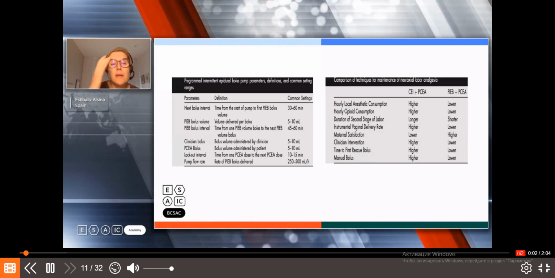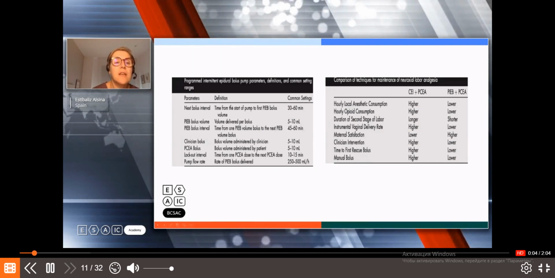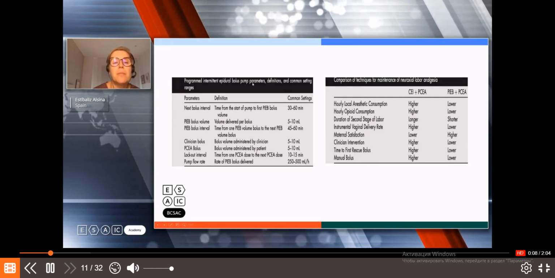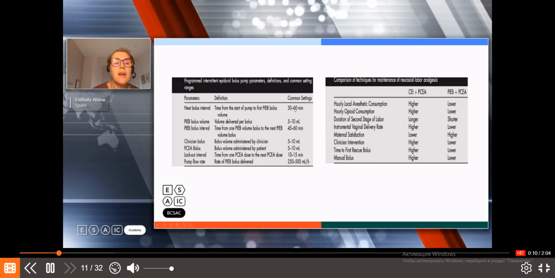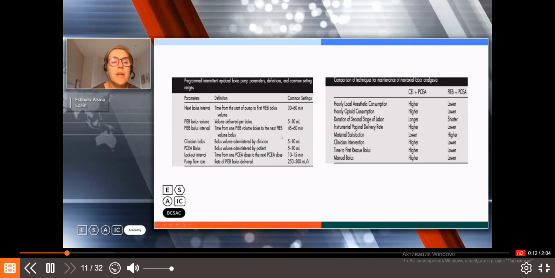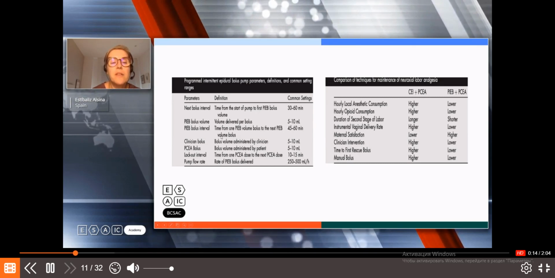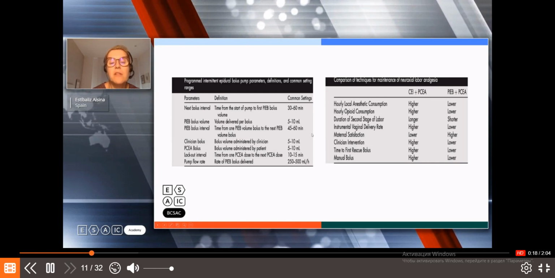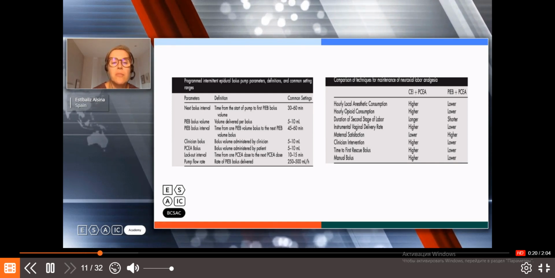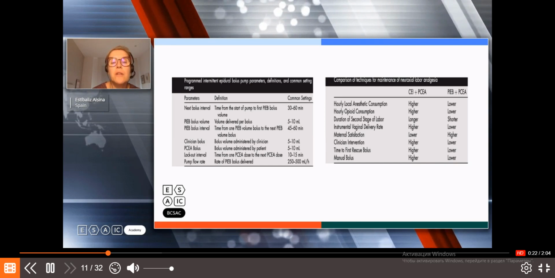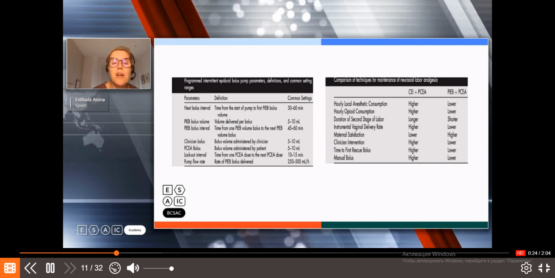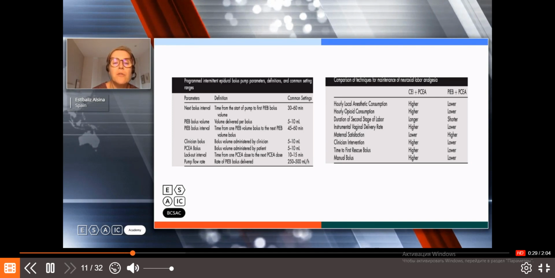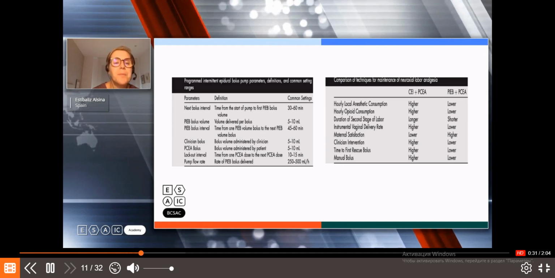In this slide, you see how to set the programmed intermittent epidural bolus pump parameters. As I said, the interval between the boluses administered by the pump will be between 45 to 60 minutes. In my hospital, we use 45 minutes. The volume that we administer is between 5 and 10 milliliters. It depends on the height of the mother. We usually use between 8 and 10.